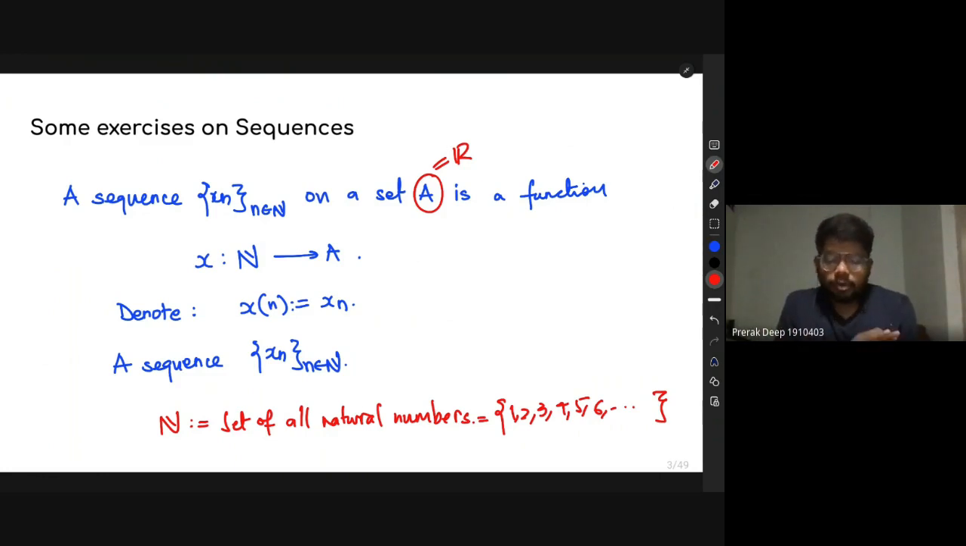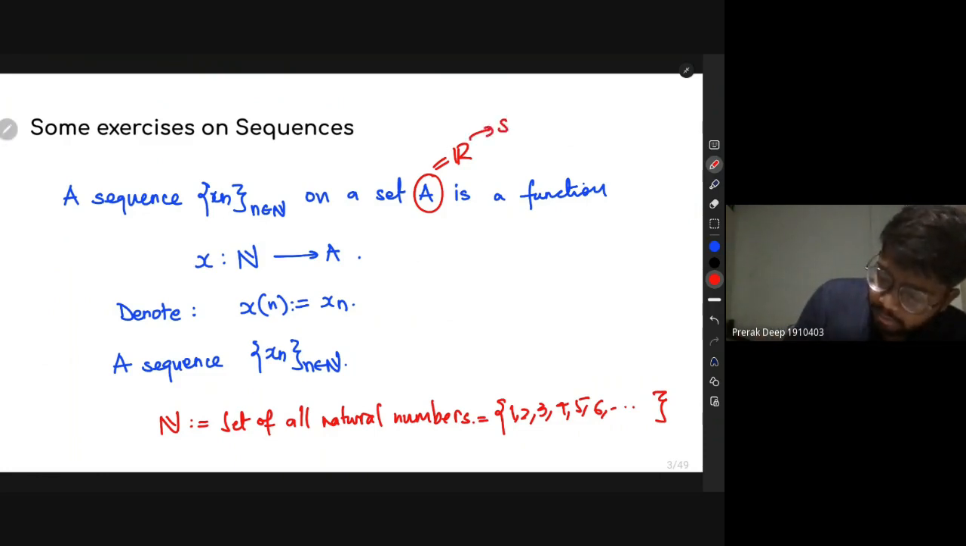Throughout our discussion, I will be assuming that the set on which I am defining the sequences is R, which denotes the set of all real numbers.